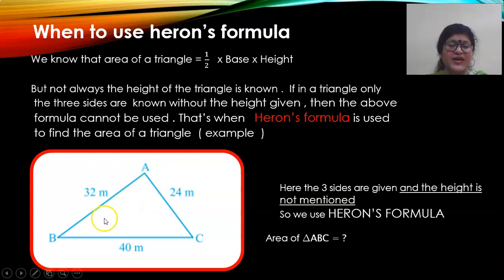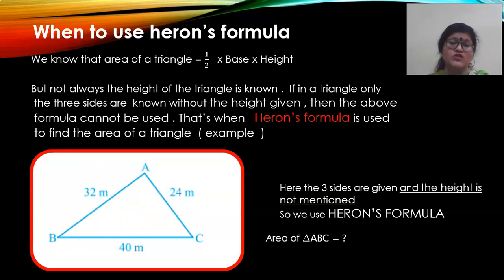But what about a triangle like this? Triangle ABC, in which the height is not mentioned. Only the three sides of the triangle are given, that is AB, BC and AC. So how do you calculate the area of this triangle? You cannot use the formula half into base into height because height is not mentioned. So in such a case, you will be using Heron's formula.